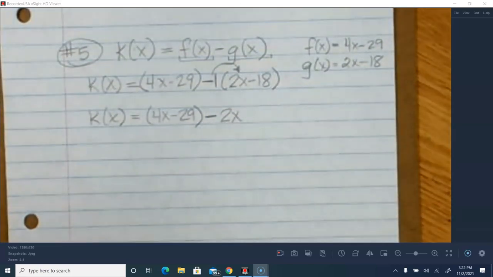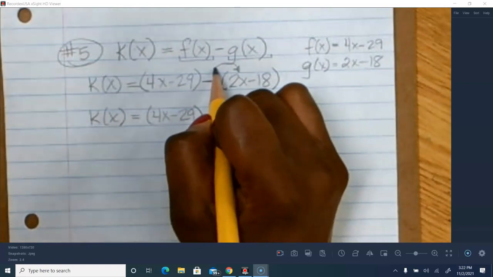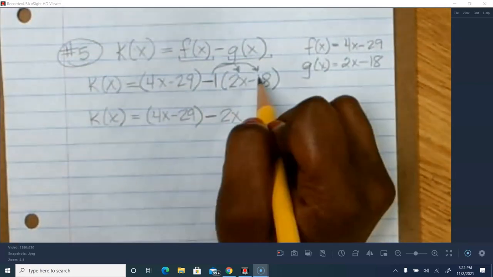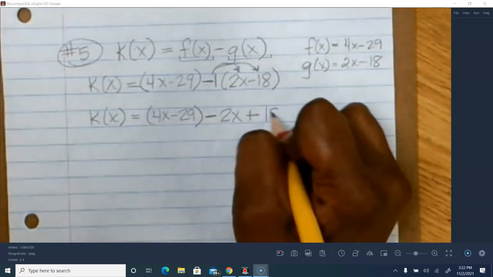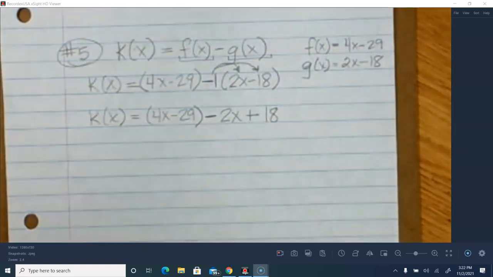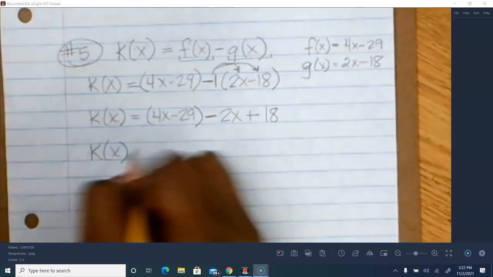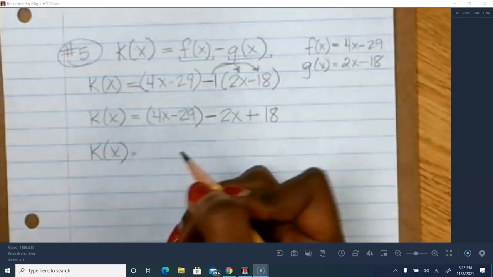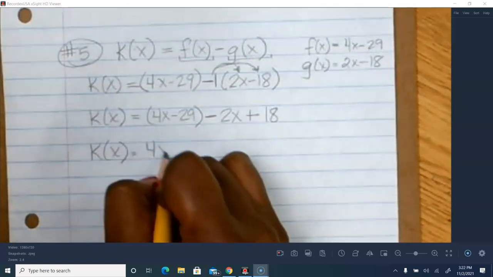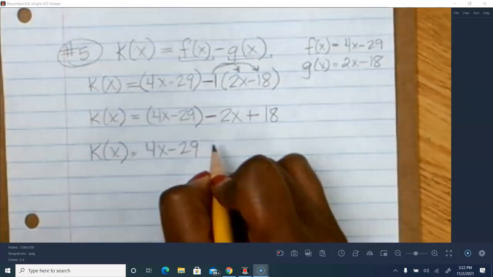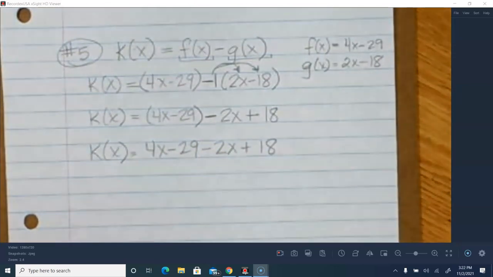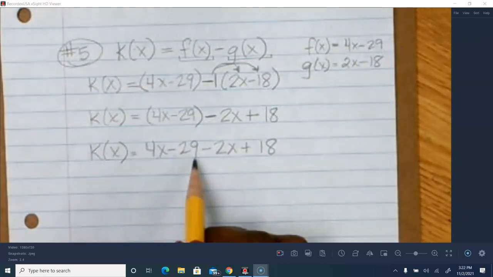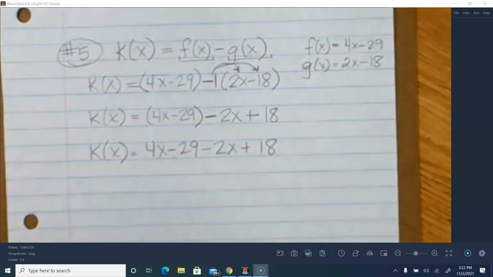And take your time, one step at a time. Negative 1. Don't forget to distribute to the second term. Negative times a negative is a positive. And 1 times 18 is 18. So now I want to pull this out of this parenthesis because there's nothing else to do with it. So 4x minus 29, and I'm going to bring down the result I just got by distributing the negative 1. And so now I have 4x minus 29 minus 2x plus 18.